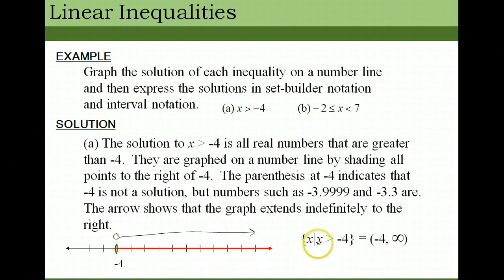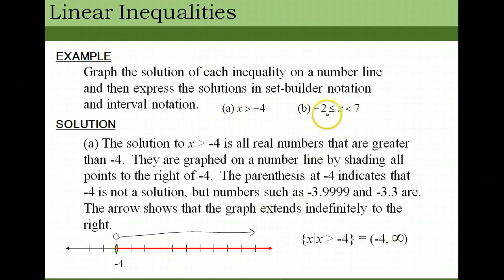In terms of set builder notation, we have the set of all x's such that x is greater than -4. Or in interval notation, starting at -4 but not including, right? Not including means this round parenthesis here, not a bracket. Round parenthesis -4 to infinity, right? So all values of x greater than -4.